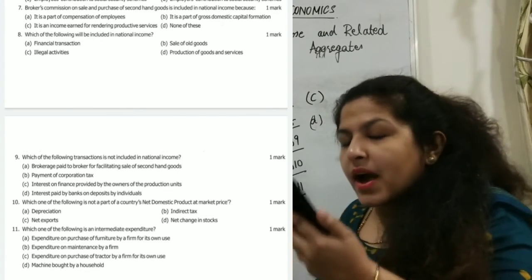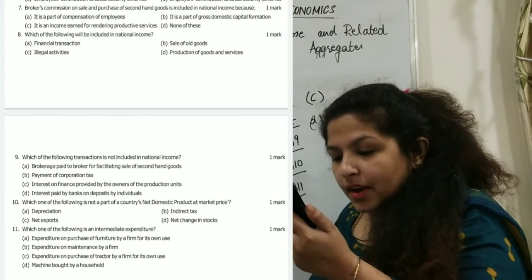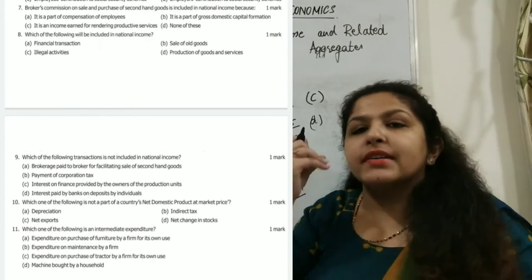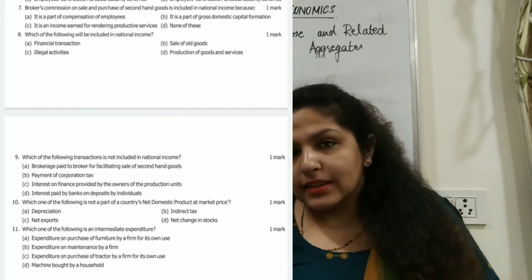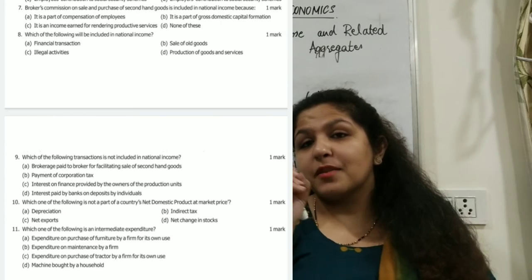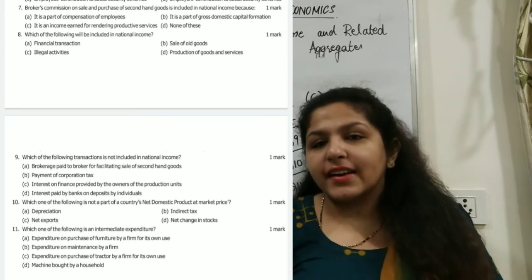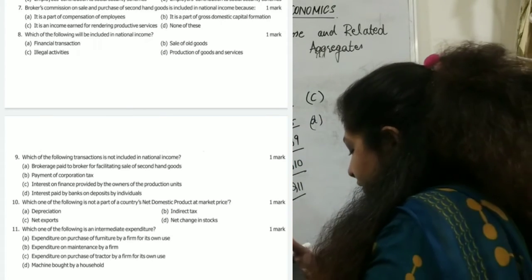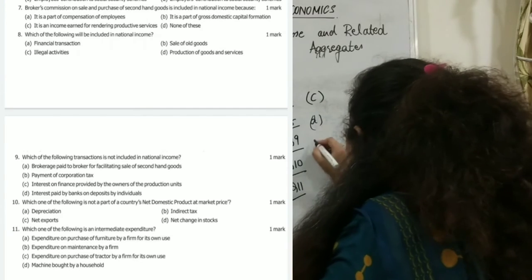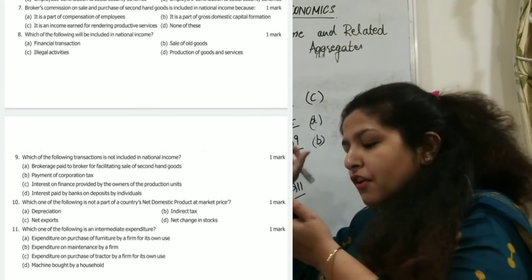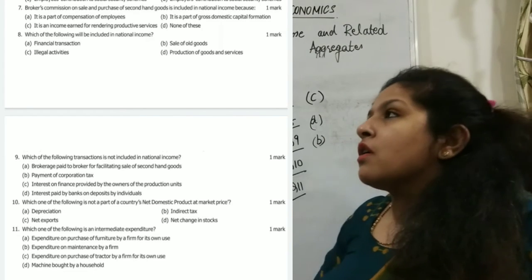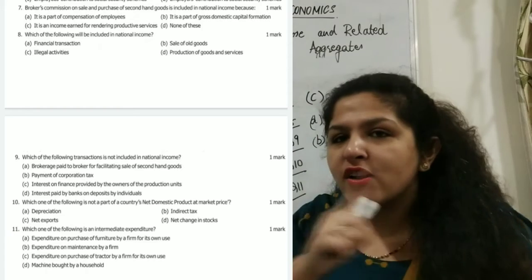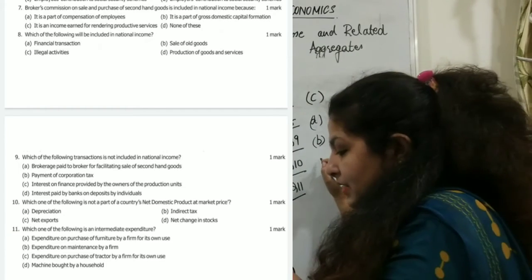Next, interest paid on banks, right? That is also levied. Payment of corporate tax. Any type of payment of tax is not included. Is that clear? Because we require national income, that is NNP FC. So no indirect tax, nothing. So the answer will be B. Next question. Which of the following is not a part of country's net domestic product at market price? So net does not include depreciation. So the answer will be A, that is depreciation.